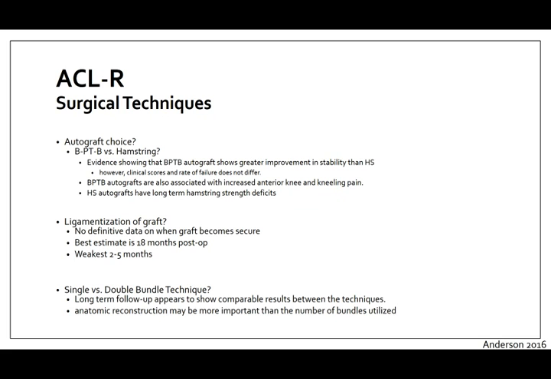Single versus double bundle technique. There's several surgical techniques. I don't want you to get caught up on that. I just want you to kind of understand some of the precautions that go along here. Long-term follow-up on these techniques show comparable results. Anatomic reconstruction may be more important than the number of bundles utilized, meaning you want to get your graft site as close to the original footprint of the ACL as possible. You don't want to be a millimeter or two off in either direction, anterior or posterior, as to where that graft should go, because that could really affect the stability and function of the knee.